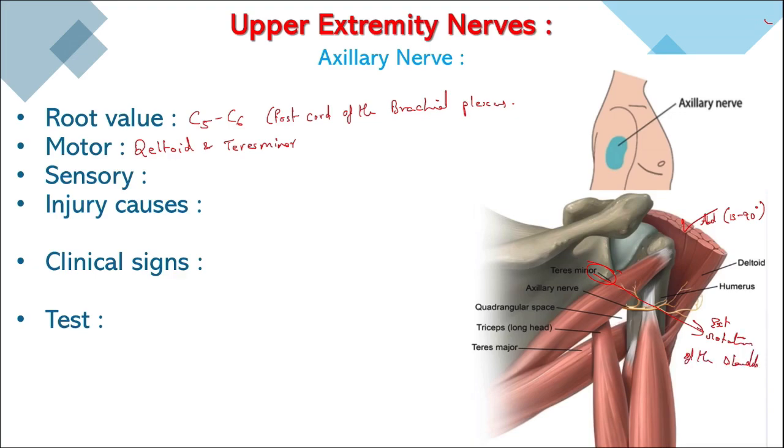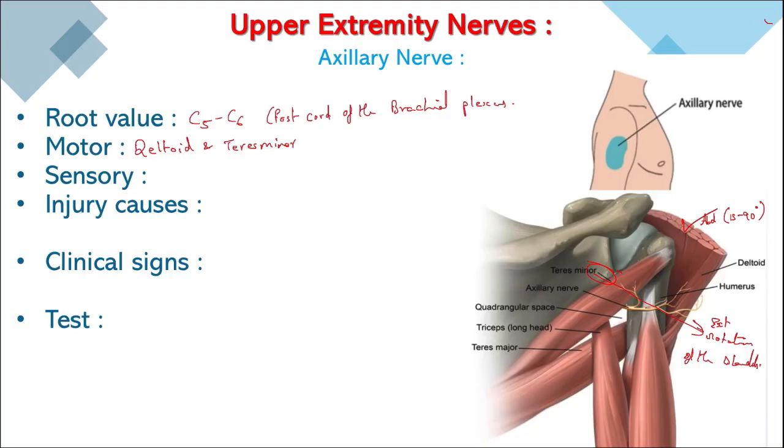Why is this important? Because if any patient comes with a rotator cuff injury, we can check with some special tests. For the special tests we have to understand the movements and motor function of the axillary nerve, which muscle it innervates, and that muscle's function, range of motion and movements. That's why in motor, the axillary nerve mostly supplies the deltoid and teres minor.